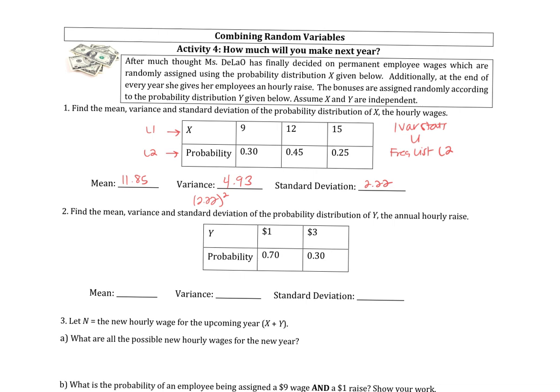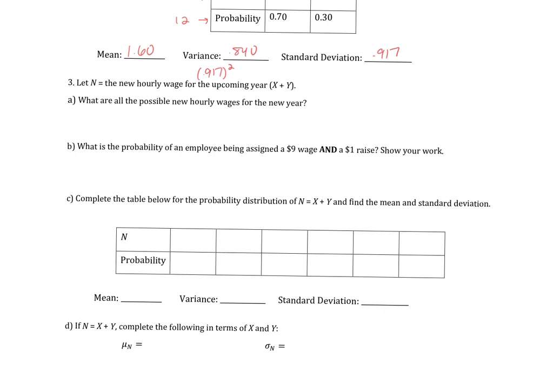Same thing down here, you're going to put Y into list 1, the probability into list 2, and run the one variable stats. You're going to get a mean of 1.60, a standard deviation of 0.917, and the variance is the standard deviation squared, and we can get 0.840, okay? So now we're introducing a new random variable, which is the new hourly wage for the upcoming year. That is my current hourly wage plus the raise that I'm getting. So what we're doing is adding together two random variables.